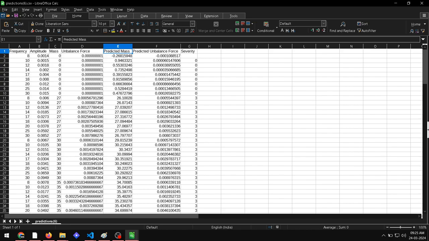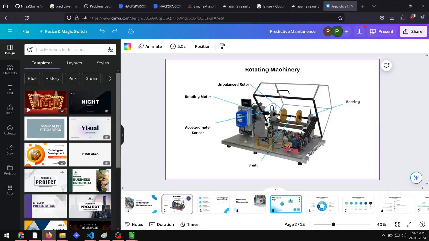One more thing, it is also predicting the severity. Severity is how severe the problem is, whether it is negligible or very frequent. It produces a number from 0 to 5. As the number increases, the problem is more severe. We have prepared a UI for this. I will show you the UI.